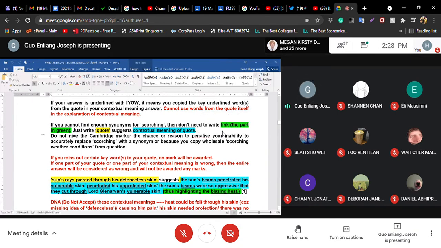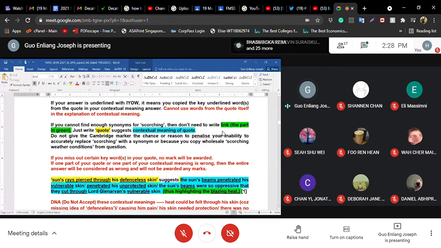My whole idea of not writing the green part, the link, is please do not give the Cambridge marker the chance or the reason to penalize your inability to accurately replace scorching with a synonym. And worse still, some of you try to copy wholesale "scorching weather conditions" from the question. That's even worse. You're giving them the chance to mark you down. So I rather you just do the yellow and the blue without the green, if really you're not confident.